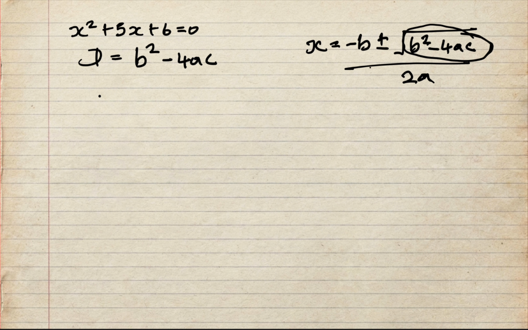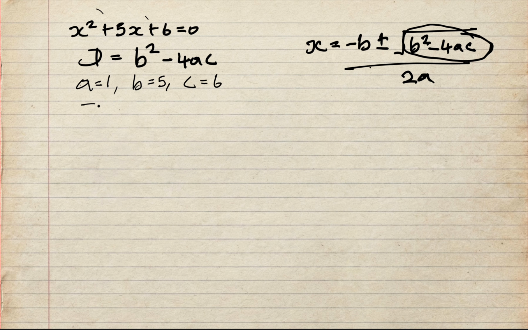So let us try and let us see whether we will have a perfect square or not. So first of all, we need to identify what b is, what a is, and what c is. So if we look at the equation, we'll find out that a is equal to 1, while b is equal to 5, and c is equal to 6, because this is a, b, c.